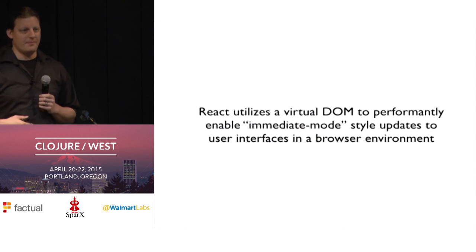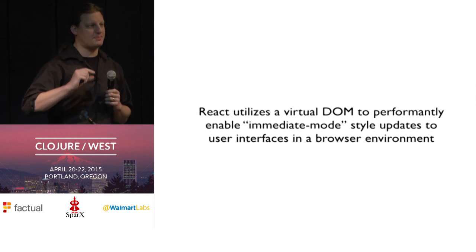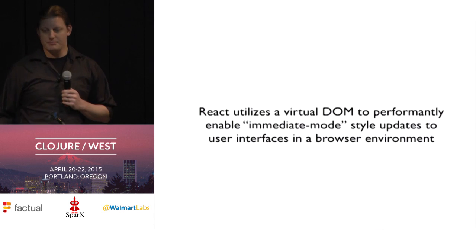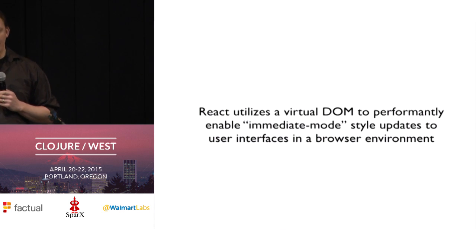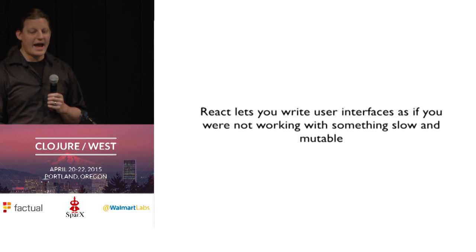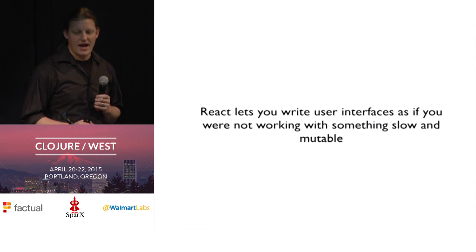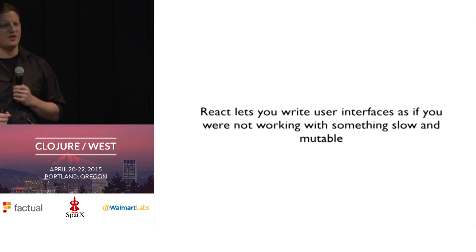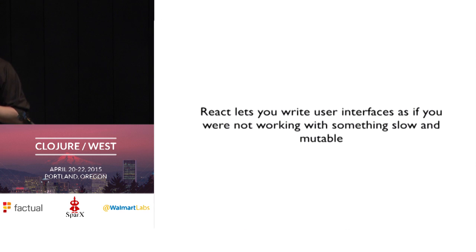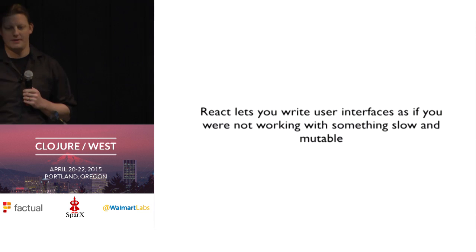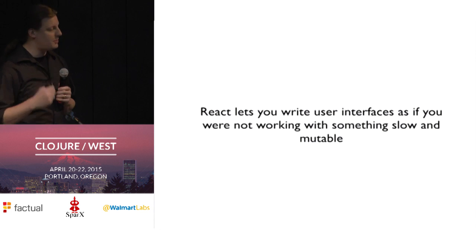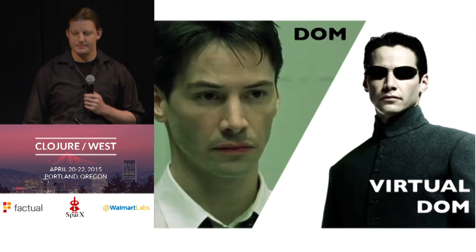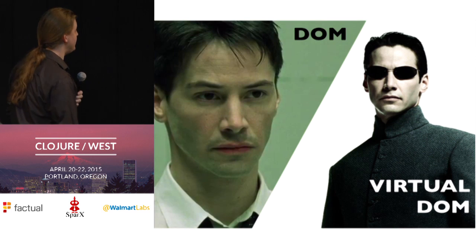Well, that's a mouthful. That was the shortest expression of React's value proposition that I could come up with, but it definitely needs some unpacking. In plain English, React lets you write user interfaces as if you were not working with something slow and mutable. It lets you pretend that you're working with something fast and functional, which to me is a pretty big win. But let's unpack those 2 aspects we mentioned before, the virtual DOM and immediate mode style rendering. So what's the difference between the DOM and the virtual DOM?